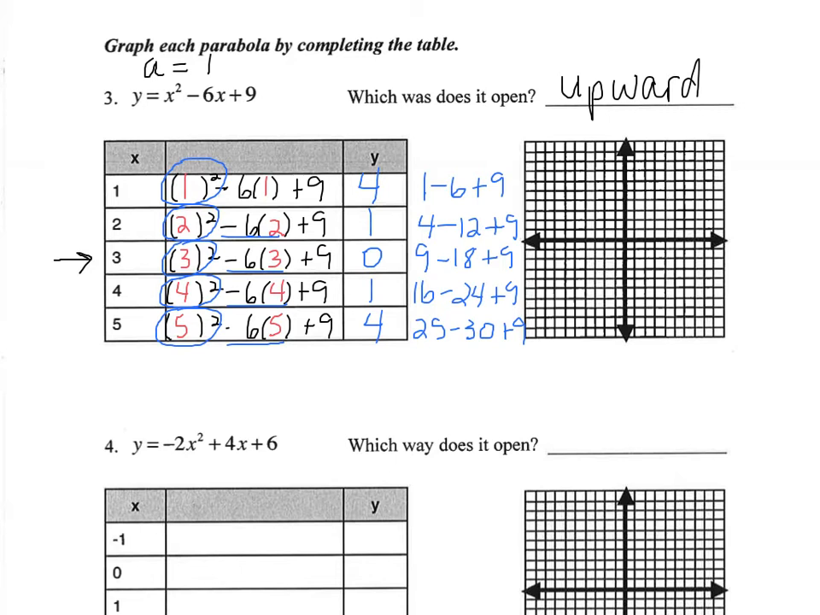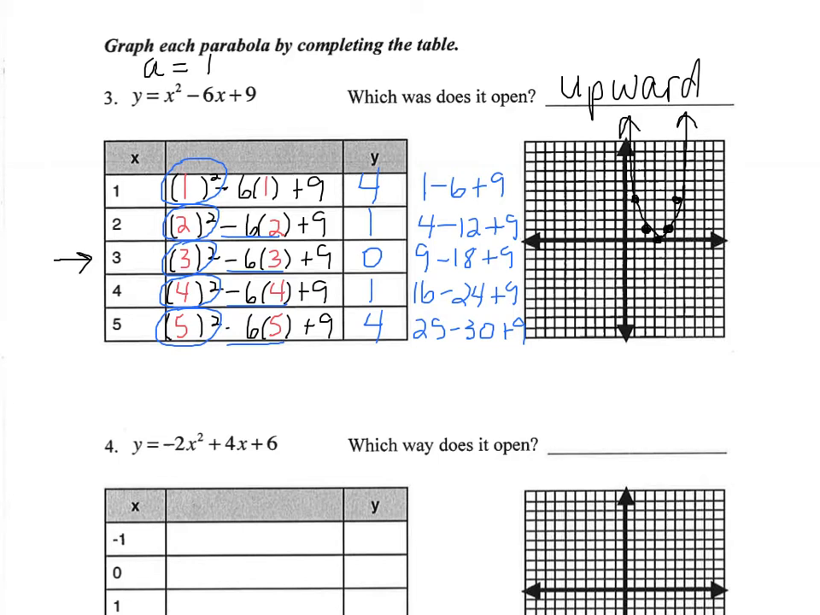Let's go ahead and plot these. Let's plot the coordinate 1, 4. Go to the right 1 and up 4. 2, 1. Go to the right 2, up 1. 3, 0. Go to the right 3, stay there. 4, 1. Go to the right 4, up 1. And 5, 4. Go to the right 5 and up 4. Looks like I do have a parabola that opens upward, so let's try to draw in the best parabola that I can.